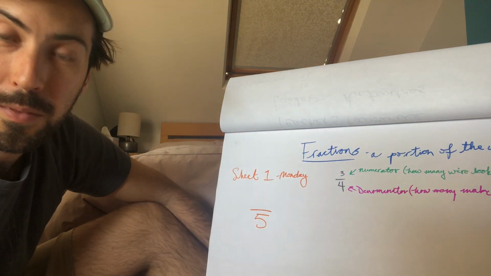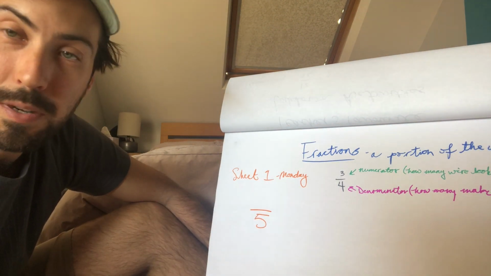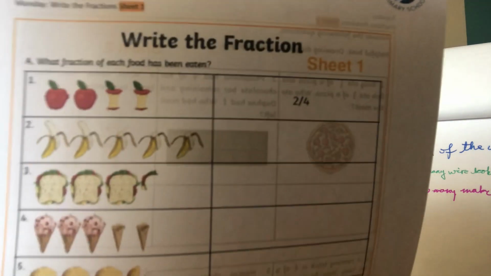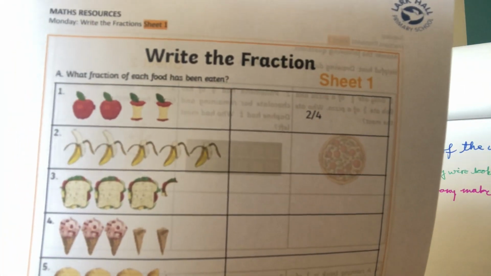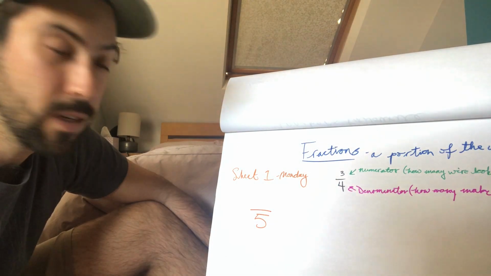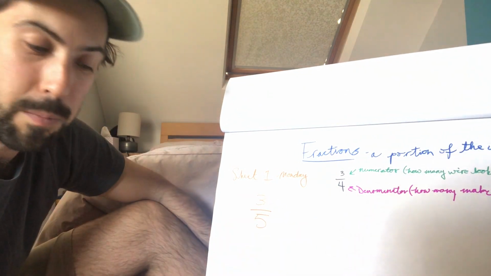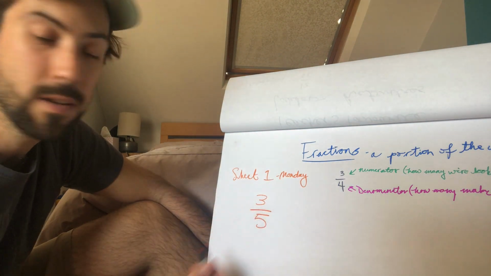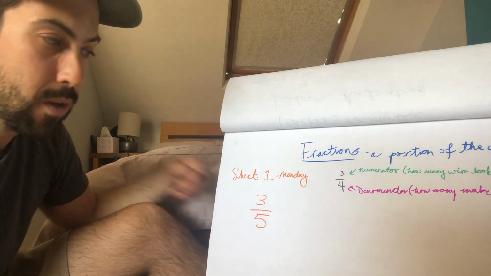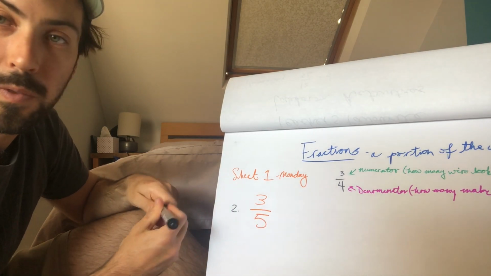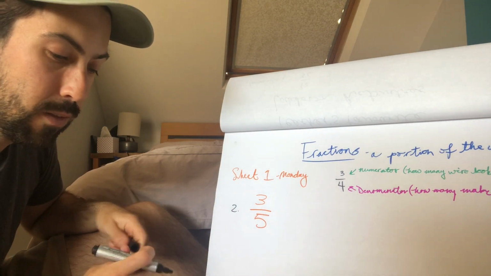Okay. Now it says how many of them have been eaten. Again, quite difficult to see on here, but you'll be able to see it on your sheet in front of you. It looks like 3 of them have been eaten. So 3/5 of our bananas have been eaten. So that would be your answer for number 2. Okay. Let's have a quick look at number 3.